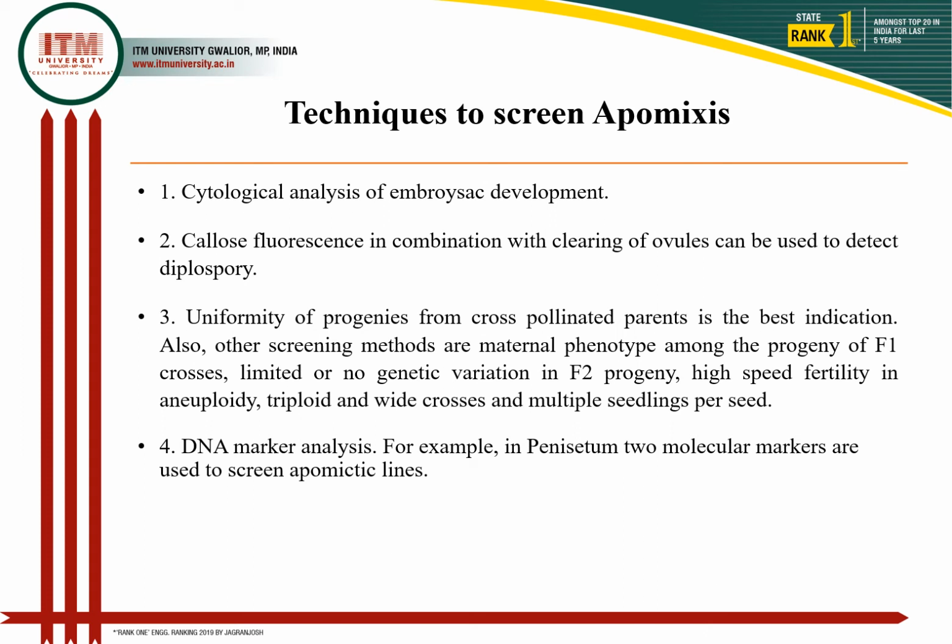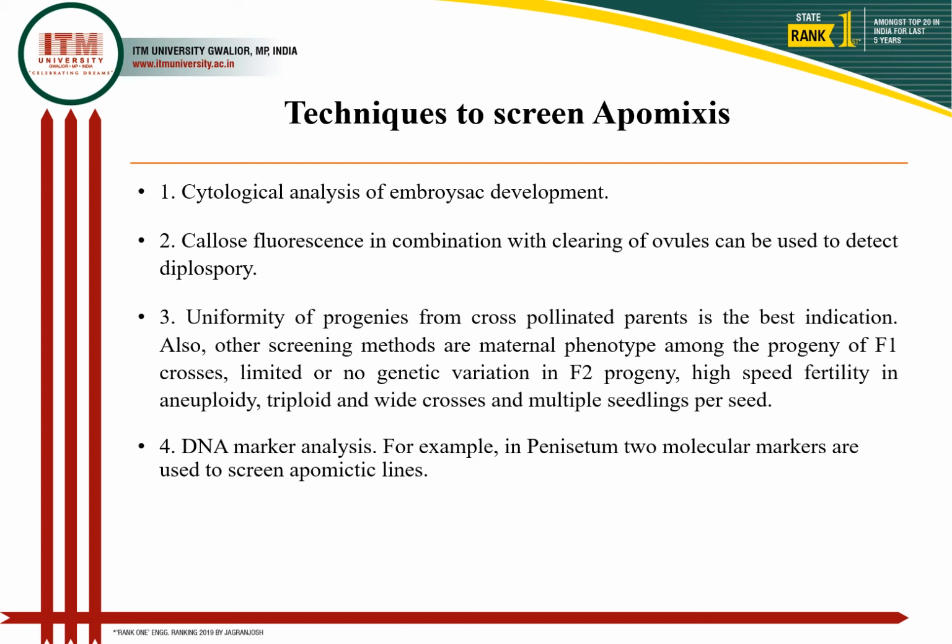Now, how to screen apomixis? Because we know that the seeds are going to develop many apomictic seedlings, as well as zygotic seedlings in case of polyembryony, so it becomes very important to identify apomictic seedlings to allow their growth. So how can we do that? It is the cytological analysis of embryo sac development. So we can analyze the embryo sac through its cytology, chromosomal movement and all these things.